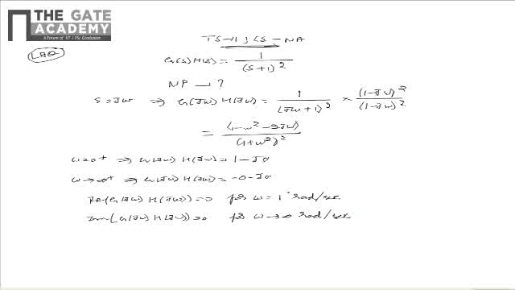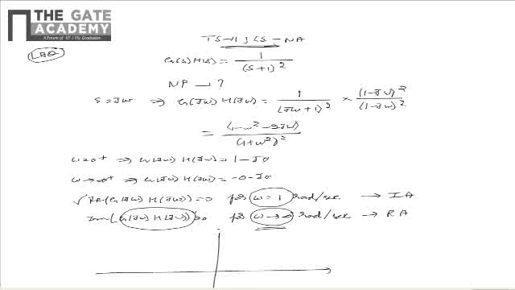So from this we can say that at ω = 1 radian per second, the real part is 0. It means that the Nyquist plot intersects with the imaginary axis at ω = 1 radian per second, and the imaginary part of G(jω)H(jω) is equal to 0 as ω tends to infinity radians per second. That is, the Nyquist plot intersects with the real axis as ω tends to infinity radians per second.